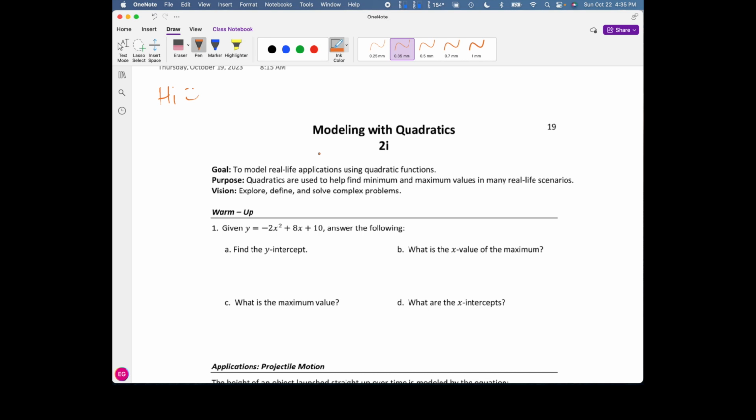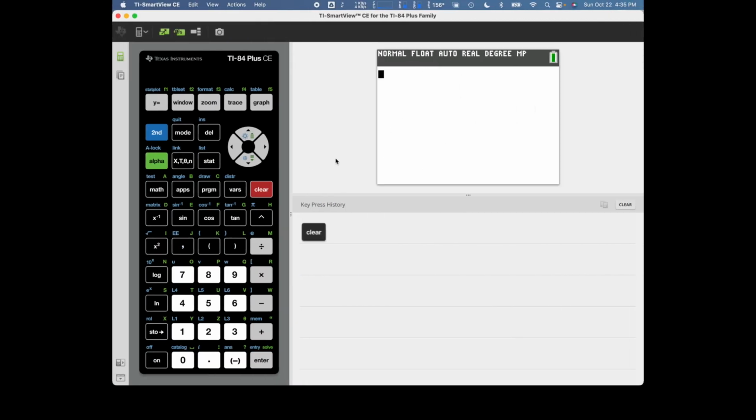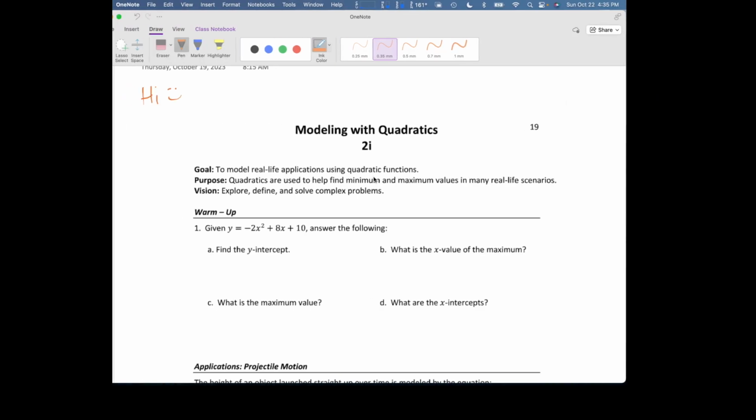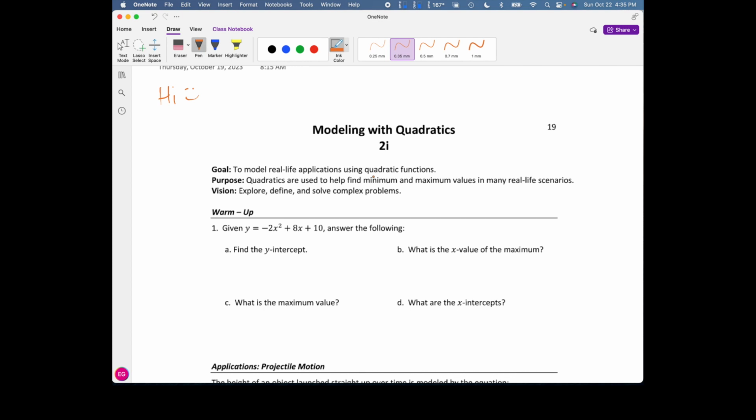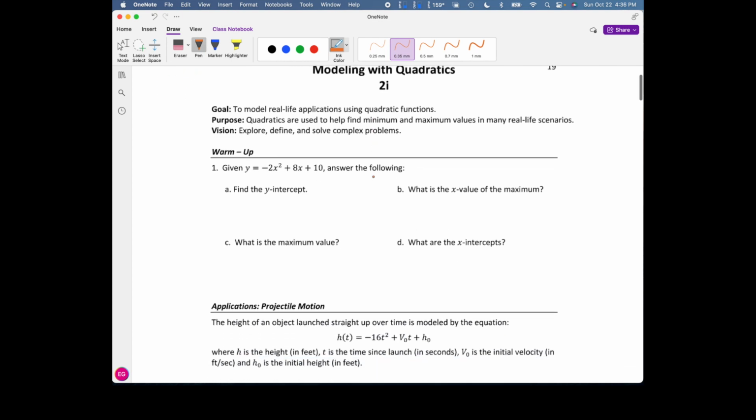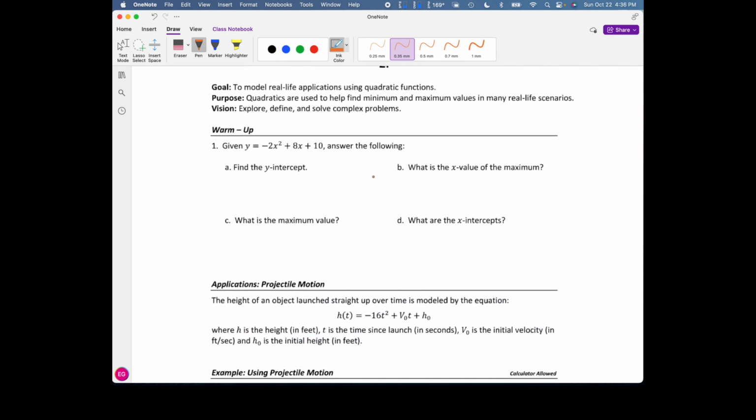Hello friends, today we're going over modeling with quadratics. If you didn't watch the first video where we learned how to program a quadratic formula into our calculators, you should go back and watch that one first. Alright, so you should pause the video and try the warm-up on your own. Since you're probably not going to do that, I'm just going to continue on with it.